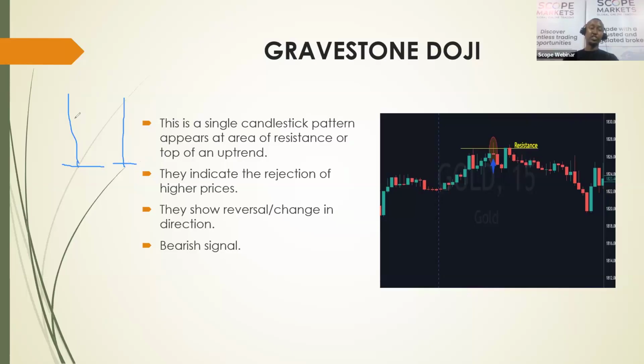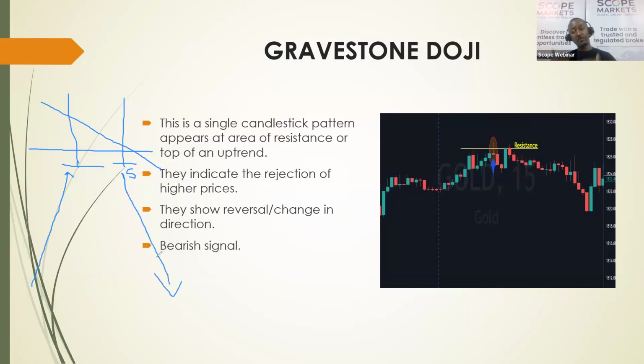These long upper wicks show rejection of higher prices, that the buyers wanted to push the market up, but sellers came into place and pushed the market on the downside. So this tells you we'll be having an uptrend, and when the market reaches maybe a point of resistance or a trend line in a downtrend, then these are the types of candlesticks that you want to see, the gravestone doji, for you now to sell the market. You identify that there's a rejection, and then you'll be looking to sell the market, and then we'll see the market move on the downside.